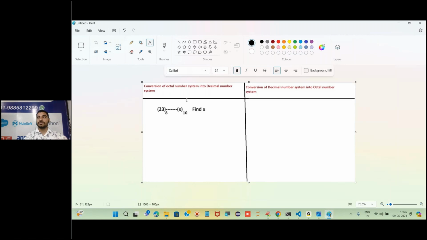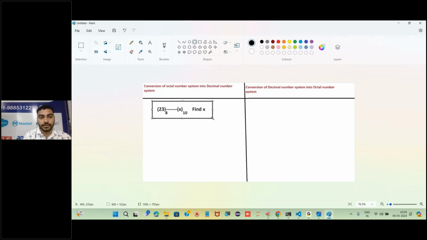Last time what have we seen? Conversion of binary into decimal, decimal into binary. Here also we are going to see octal number system into decimal number system and decimal number system into octal number system. Fine. So this is the question. Next is what we have to do.